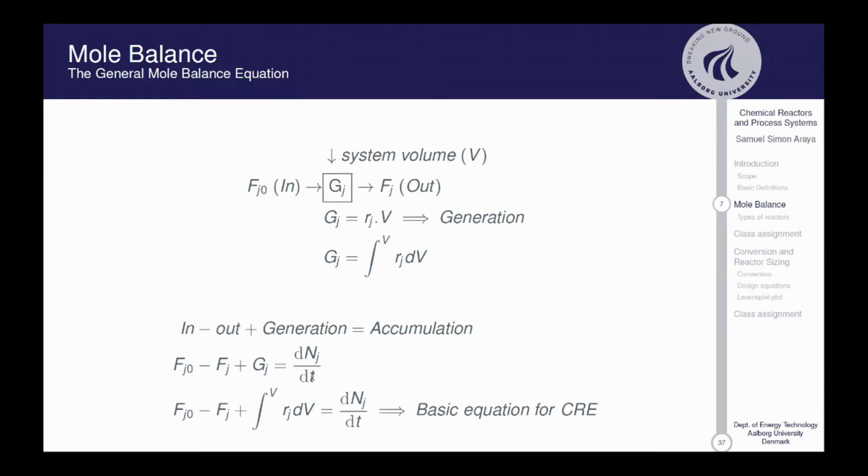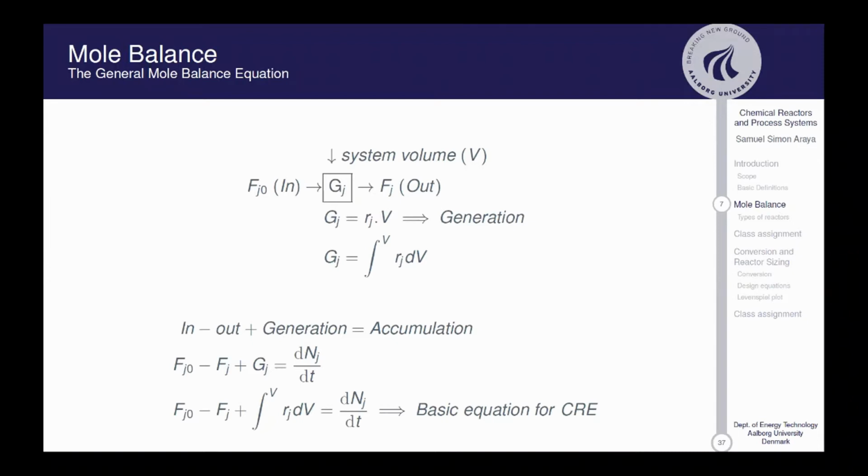Mole flow into the reactor minus mole flow out of the reactor, plus the species generated, equals the accumulation of that species within the reactor. And in this case, we usually just pick a species and track that.